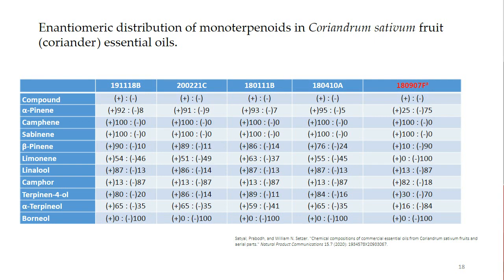Camphor, you can see it is also a reverse type. Terpinen-4-ol is also a different one. So basically, this sample has a huge enantiomeric variation from the authentic sample. And if you look over my paper, these oils' chemical compositions seem like authentic oil chemical composition. And chirality is very important in such cases.